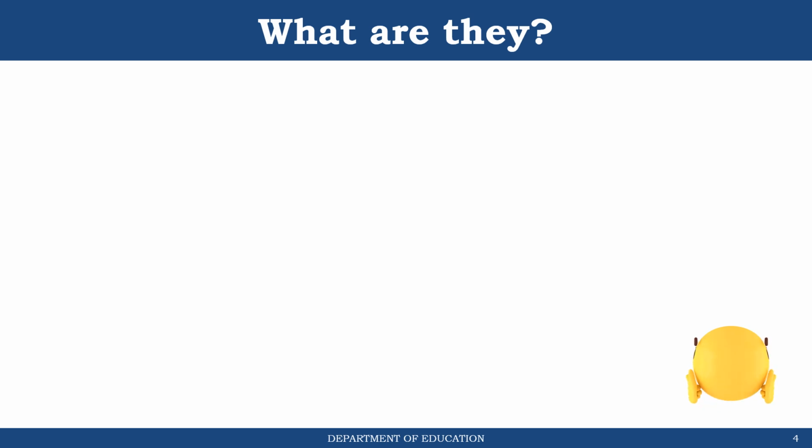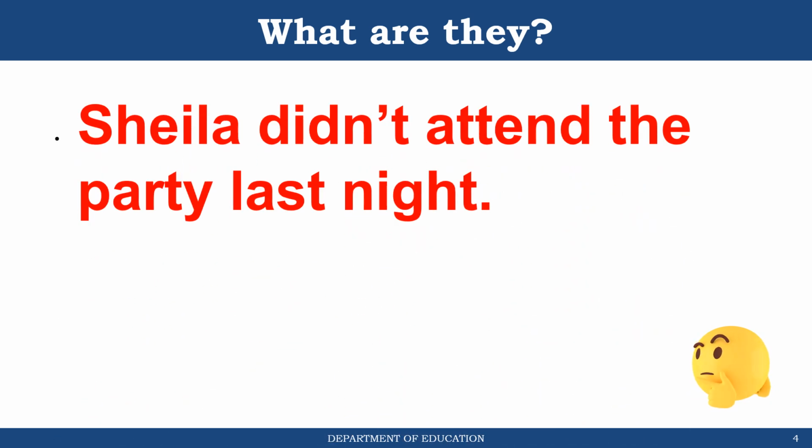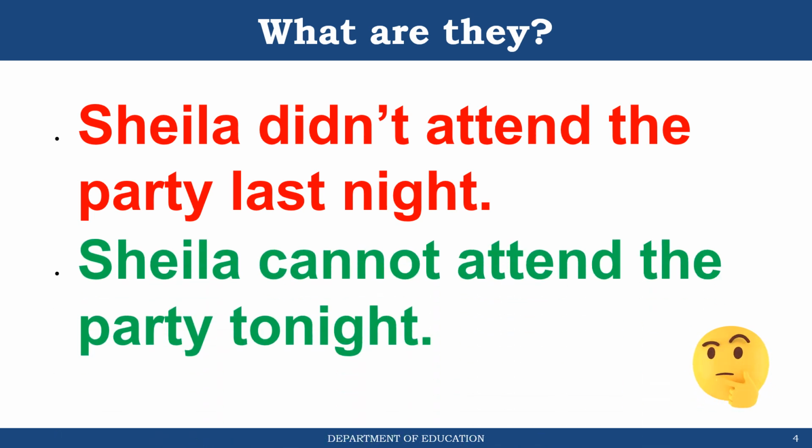Let us do this activity entitled, What are they? I want you to take a look at these two sentences. Number 1, Sheila didn't attend the party last night. Number 2, Sheila cannot attend the party tonight. What have you noticed in sentences 1 and 2? Do they have the same meaning? If not, what is their difference? What is your idea?